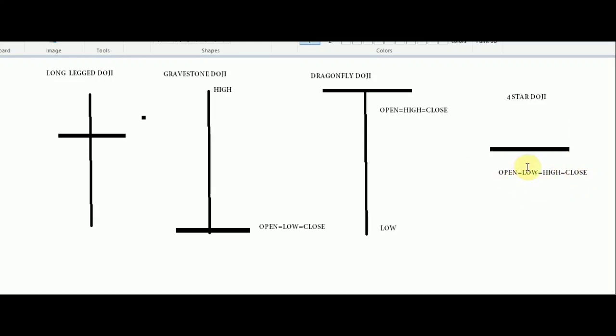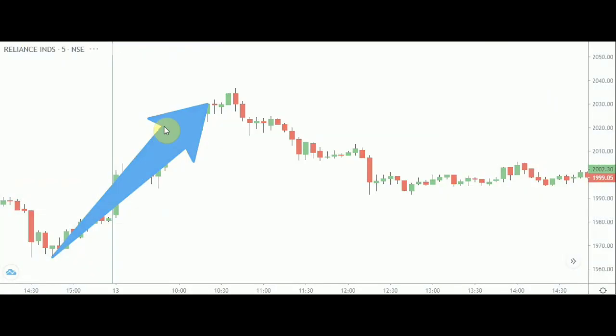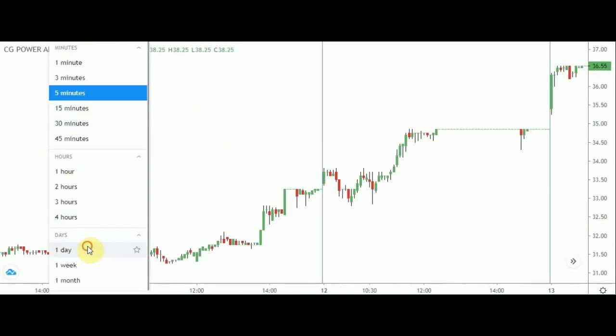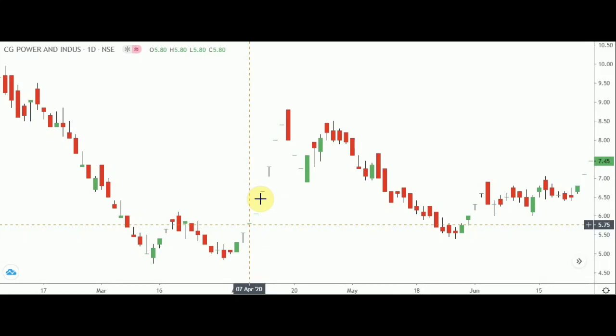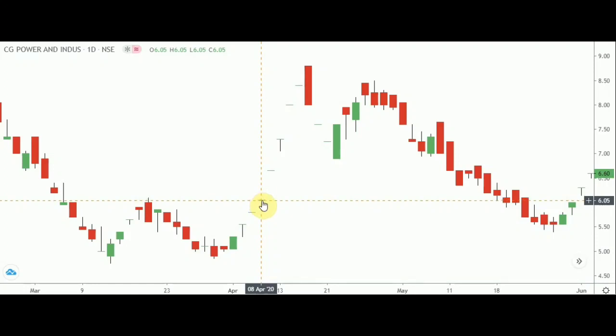If this particular price action you see on the chart and this is higher compared to the last price, we say that there is an upper circuit. If this is lower compared to the last price, we say there is a lower circuit. So whenever there is circuit, you will see this particular candle. Let me just show you one, so let me just type CG power. And let me just go to daily only. Just see, friends, this is called a 4-star doji. This is called a perfect 4-star doji where the open is equal to low is equal to high is equal to close.